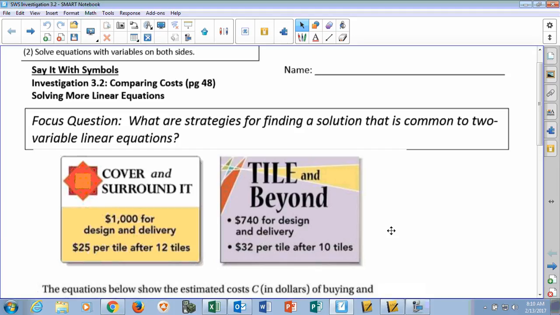All right, so we're working on solving more linear equations. Our little scenario today deals with two tile companies: Cover and Surrounded, and Tile and Beyond. The focus is on strategies for finding a solution that is common in two variable linear equations. So we're using two, not one.